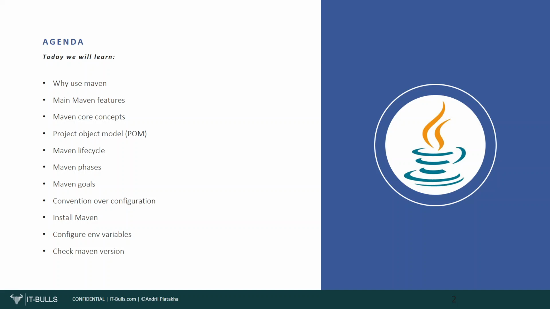We already had an overview of different build tools, but in this lesson I'm going to explain you Maven core concepts in more details. We'll talk about Maven Lifecycle, Maven Phases, and Maven Goals. I will explain such key principle of Maven as convention over configuration. And at the end of the lesson, we are going to install Maven on your local computer and configure environment variables. Let's start our lesson.